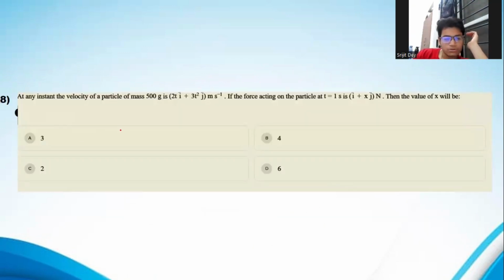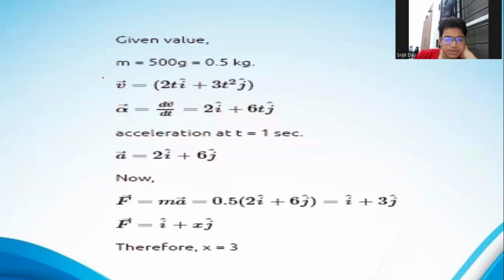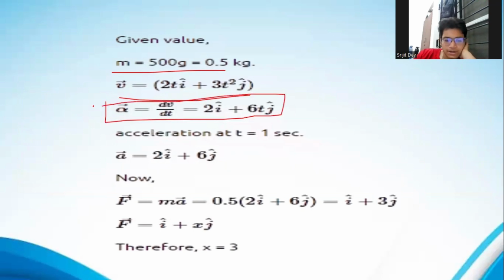Now coming back to this question. First let me mark the answer, it is 3. It's again a very simple question. In this question, you have to do nothing. Your mass is given, your velocity vector is given. Thus, you just need to find your acceleration vector, which is dv by dt and nothing else.